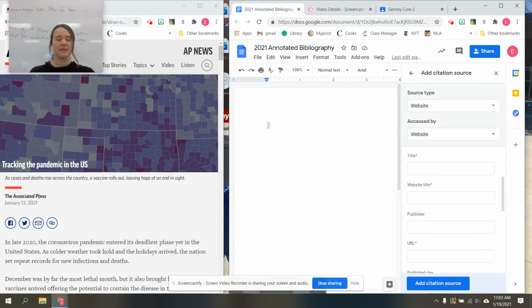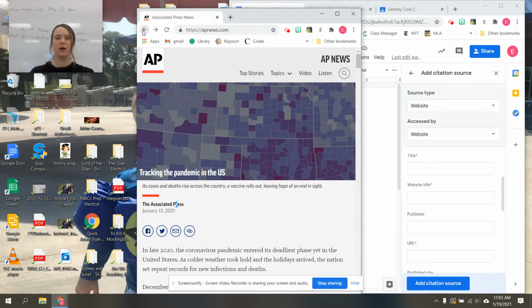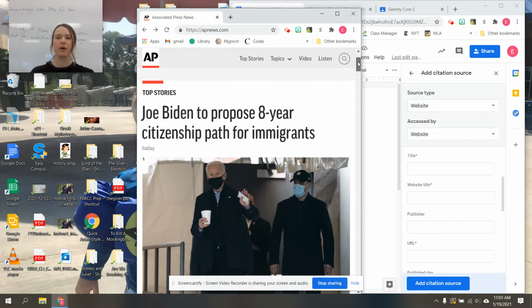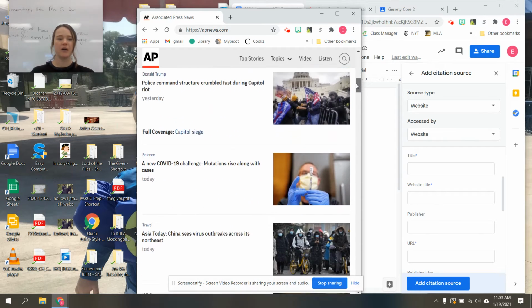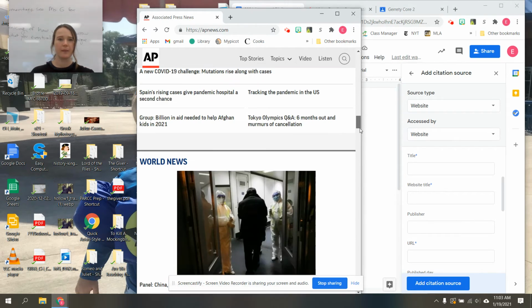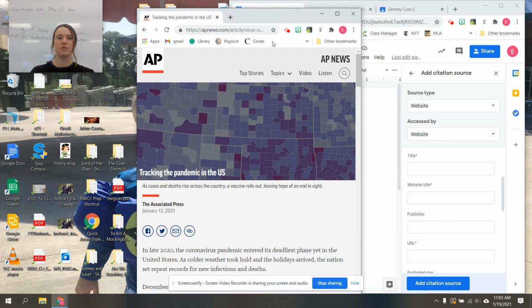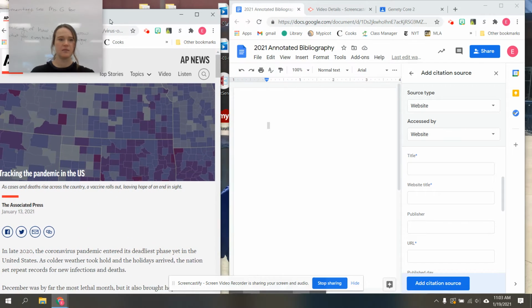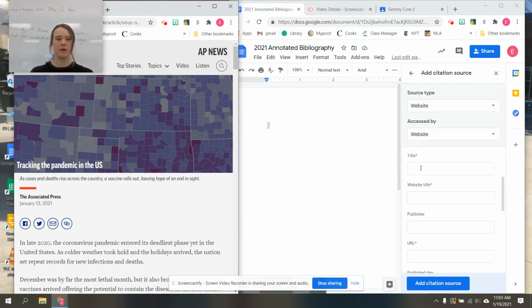Okay, when it says title, what they want is the title of the article, the title of the page of that specific part that you're looking at. So on this website, there are a whole bunch of different pages. The page I'm looking at right now is this one, okay? So this is the entire website, and this is the title of just the page I'm looking for. That is the title I need. So I am going to write it down.